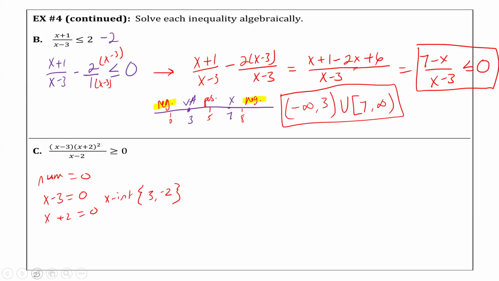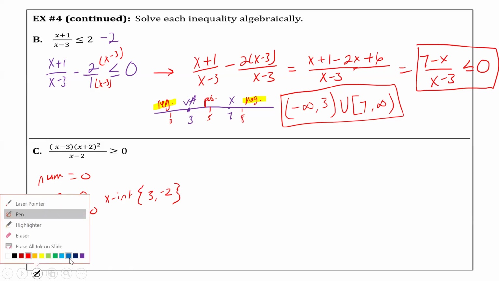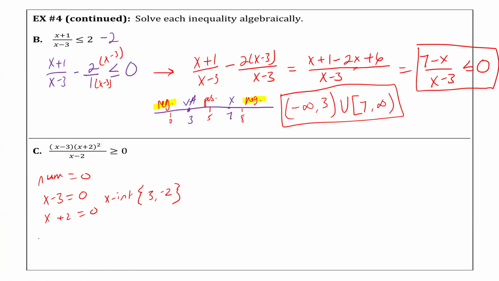All right. Next, after we find our zeros, we're now going to find our vertical asymptotes. How do you find your vertical asymptotes? We set our denominator factors equal to 0. What's our denominator factor? x minus 2 equal to 0. So therefore, our vertical asymptote is x equals what? 2. All right. So these are our key points for our sign chart.